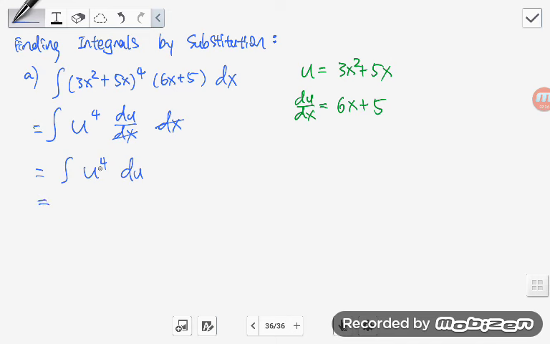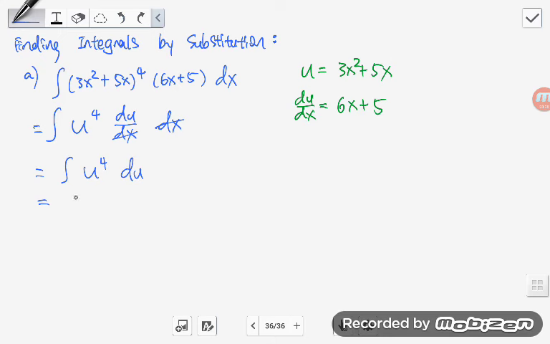And this is easy, right? I just integrate u to the power of 4 with respect to u. What we have done here is we have changed our variable. At the beginning it was x, but now I have changed it to u, just simply by substitution. I substitute u for my 3x squared plus 5x.